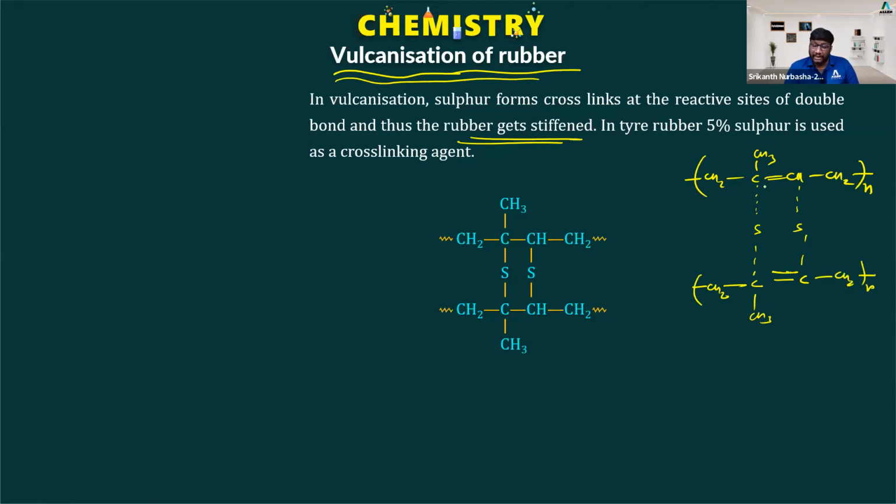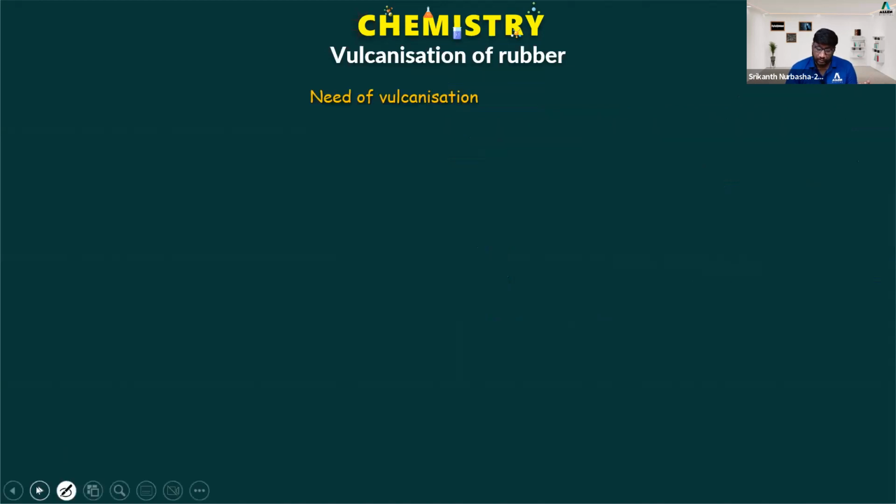Whenever you add sulfur and heat it, cross-linking is formed and the pi electron density present between C2 and C3 is lost. Because of these cross-links, the stiffness of rubber is increased and the elasticity is decreased. In tire rubber, we generally add 5% of sulfur. Because of this vulcanization, its usage has become wide now.